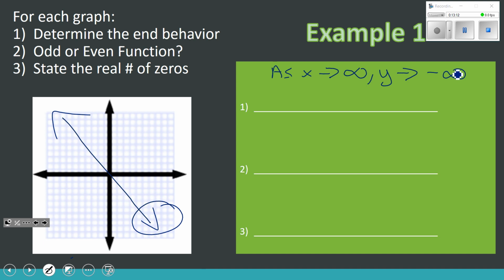Then you're going to reverse it. As x goes to negative infinity, so as you travel to the left, okay, that's negative infinity on the x. Look at the arrow on the far left of the graph. Where's the arrow going? Y is traveling to positive infinity. Thumbs up if you understand that. Thumbs in the middle if you're kind of iffy. Thumbs down if you didn't get it at all.